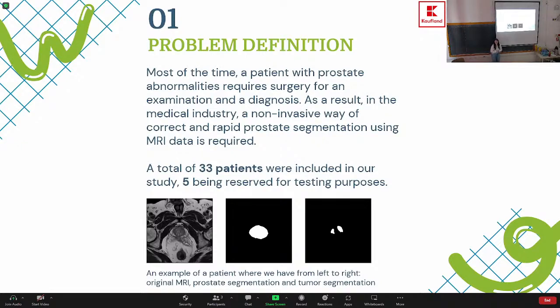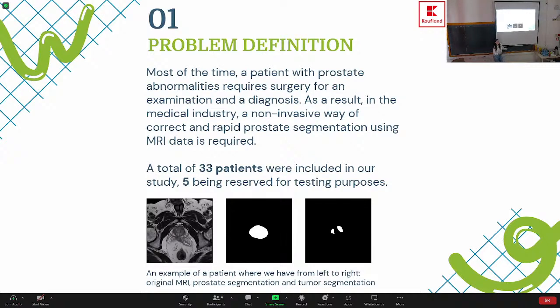Most of the time, patients with prostate abnormalities require surgery for examination and diagnosis. As a result, in the medical industry, a non-invasive way of correct and repeatable processing of patients using only MRI data is required. Normally, even if we don't use surgery, a medic uses many modalities in order to inspect the MRI. A total of 33 patients were included in our study, 5 being reserved for testing purposes. Now, you can see here the original MRI, the prostate segmentation, and the tumor segmentation.